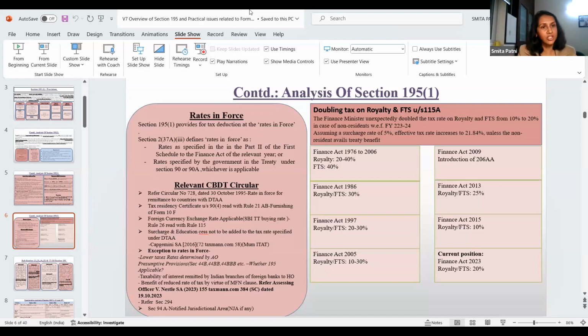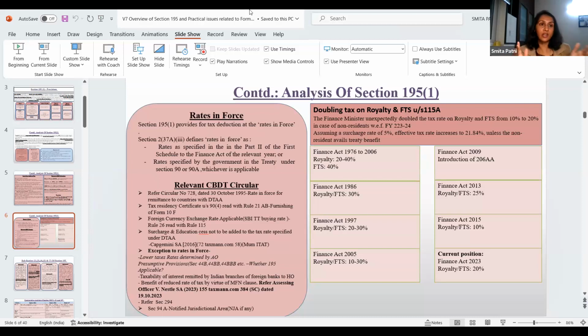There have been certain exclusions also from these rates in force. For example, if you are going to apply for section 197, that is lower TDS rates, 195(2), 195(3) or 197, then obviously rates in force will not be applicable. Then if you have a TRC, then obviously you can go for a DTAA. I will go to TRC separately. So if you have presumptive incomes like 44B, 44BB, 44BBB, then again you need not go in this. The rates are separately mentioned for this.